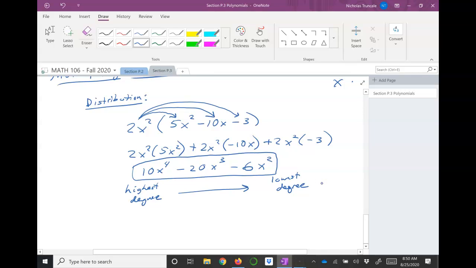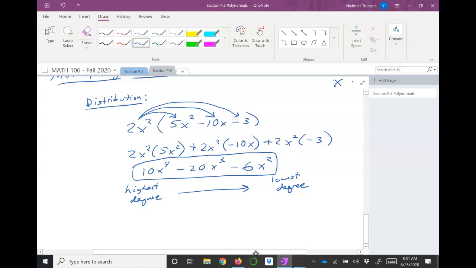Selfishly, it's the right thing to do, but then also when I'm grading things, if everyone has the same protocol and process, when I go to look at my solution and then your solution, if you have it highest to lowest, right, it's easier for me to go through and check to see if it's correct. Okay, so always highest degree to lowest degree.